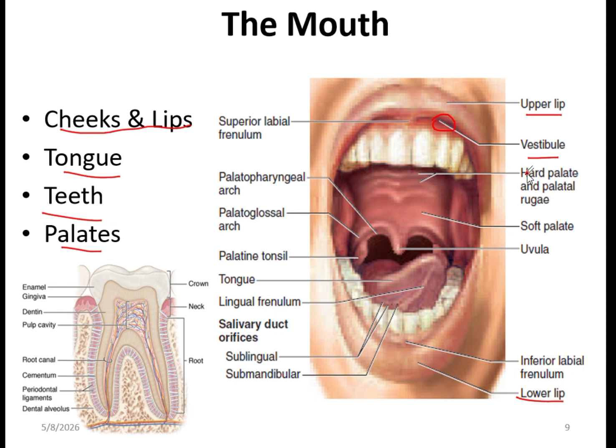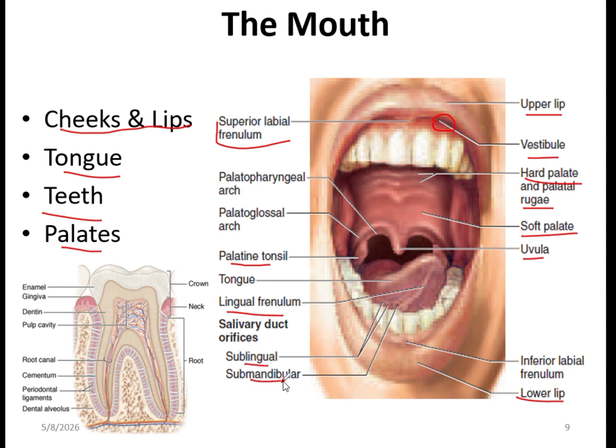This is the hard palate, and also present are the palatal rugae. This is the soft palate, and this is the uvula. Do you know what the uvula is? The uvula is a modified soft palate. And this is the superior labial frenulum, the palatopharyngeal arch, the palatoglossal arch, the palatine tonsil, and as you know, the tongue, lingual frenulum, salivary duct orifice. And this is the sublingual part and this is the submandibular part.